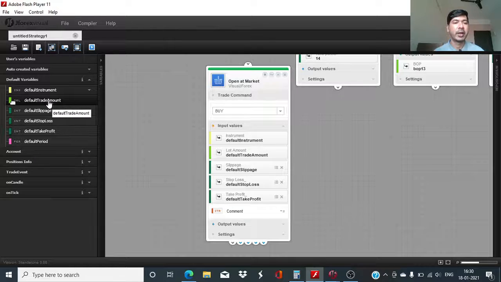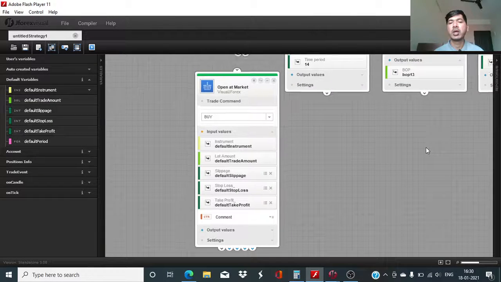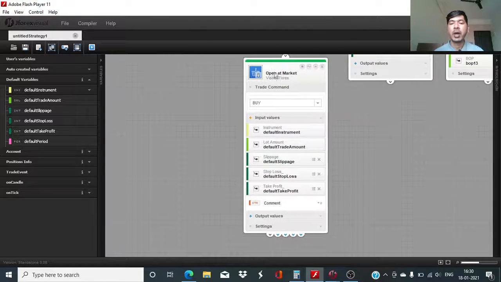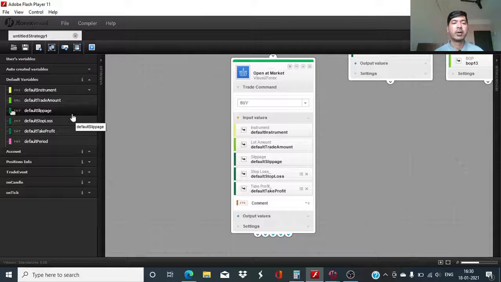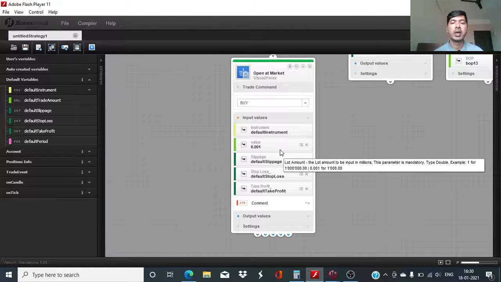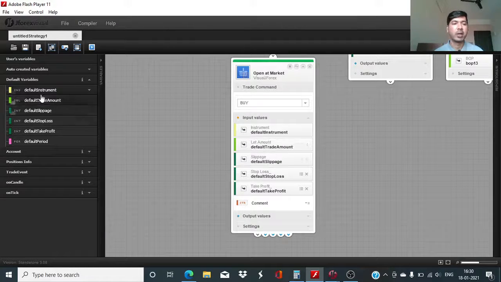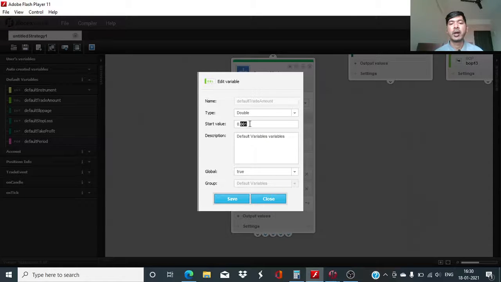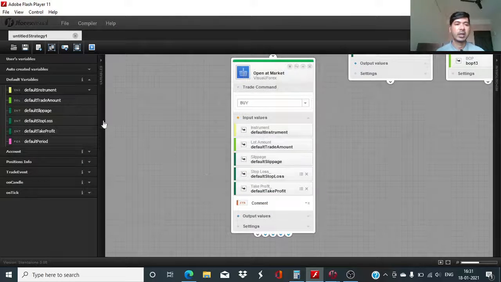Coming to the default trade amount, if you are using multiple buy and sell orders in the single algorithm and you want to define a certain amount which will be executed whenever the conditions are met, you can do that using the default trade amount. All you have to do is edit the variable here, and all over the algorithm wherever this variable is used, its value will change and the new value which we have assigned will be visible there.